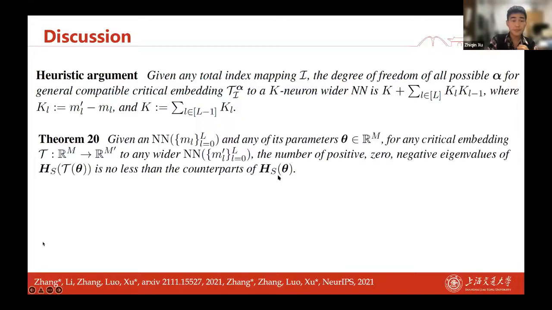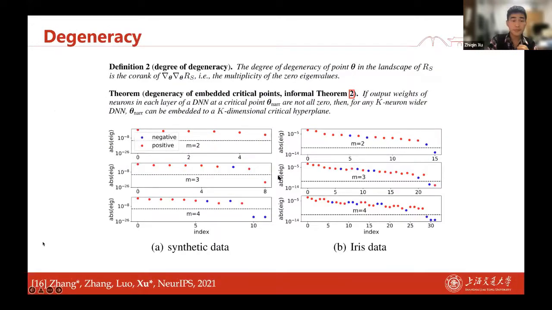And from some experiments, we show the degeneracy in a two-neuron network learning the data. After learning, all eigenvalues of the Hessian are positive. That means it's a local minimum or a global minimum. After we embed this neural network into a three-neuron network, there will be one eigenvalue that is very, very small. We can regard it as zero. And we also found that an eigenvalue actually turns from positive to negative. We have a negative eigenvalue, and when we embed that into a wider neural network, there will be more negative eigenvalues.